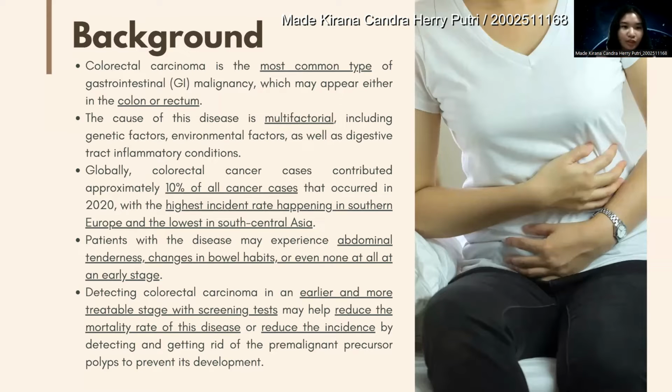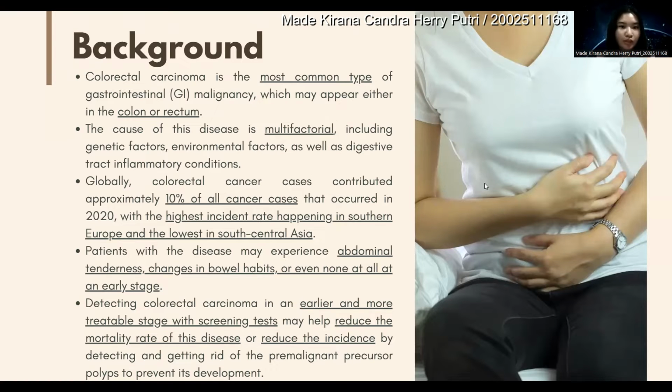So first of all, I would like to present about the background. Colorectal carcinoma is the most common type of gastrointestinal malignancy. It may appear either in the colon or rectum. The cause of this disease is multifactorial, including genetic factors, environmental factors such as lifestyle and physical activity, as well as digestive tract inflammatory conditions. Globally, colorectal cancer cases contributed approximately 10% of all cancer cases that occurred in 2020, with the highest incidence rate happening in Southern Europe and the lowest in South Central Asia.